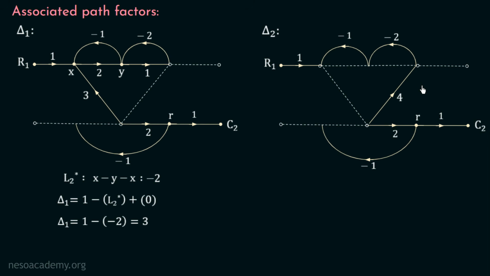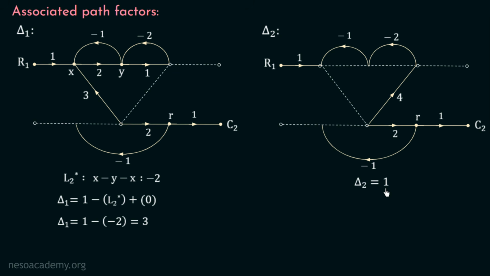Yes, you are right. The number of isolated loops in this case is equal to 0. As we can see, this is an incomplete loop because this node is destroyed. These two nodes are also incomplete because all the nodes are destroyed. So we can say that the number of remaining loops is equal to 0, and that's why the number of isolated loops is equal to 0. And we know that if the number of isolated loops is equal to 0 while erasing a forward path, then the associated path factor with respect to that forward path is equal to 1.